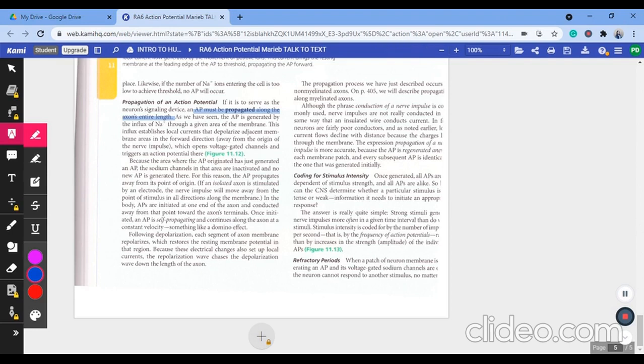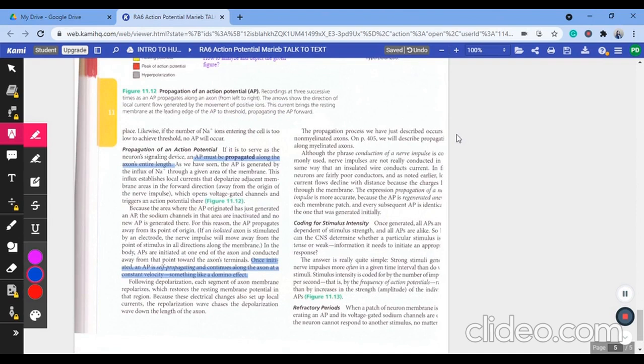In the body, APs are initiated at one end of the axon and conducted away from that point toward the axon's terminals. Once initiated, an AP is self-propagating and continues along the axon at constant velocity, something like a domino effect. Following depolarization, each segment of axon membrane repolarizes, which restores the resting membrane potential in that region. Because these electrical charges also set up local currents, the repolarization wave chases the depolarization wave down the length of the axon. The propagation process we have just described occurs in non-myelinated axons.